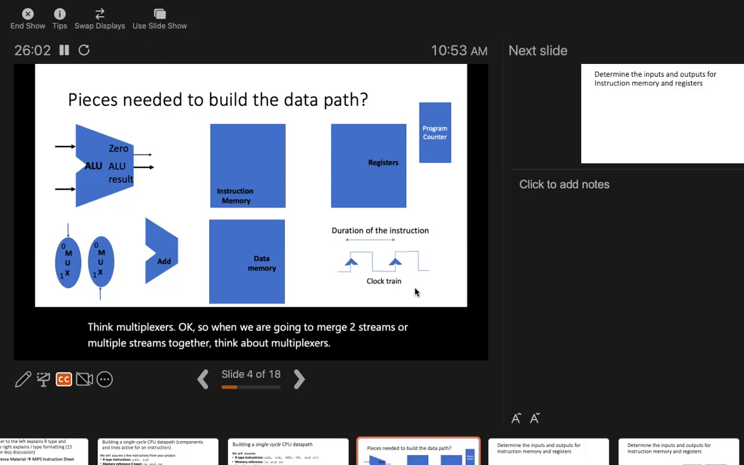Okay, now one of the keys in Lego design is the pieces should fit, right? So every piece should have some sort of bumps and holes in them so that things can fit together. And similarly, here we need to determine what are the input and output ports for instruction memory and data memory and even register file.